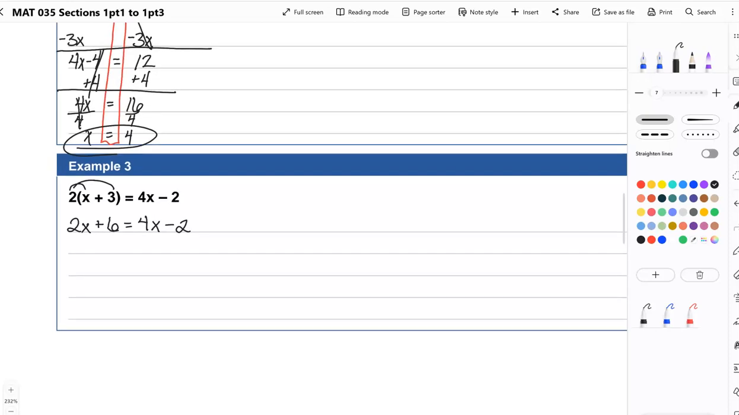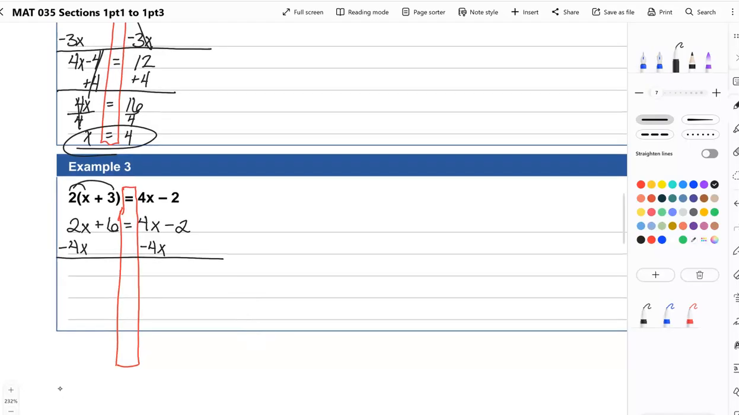And then now we need to get variables on the same side. I'm going to draw my wall. I'm going to move this 4x over, so I'm going to subtract it. 4x minus 4x is going to zero out. That right-hand side to really just a negative 2. 2x minus 4x is a minus 2x. And then we're going to have plus 6. That's going to kind of carry down there. So I have negative 2x plus 6 equals negative 2.